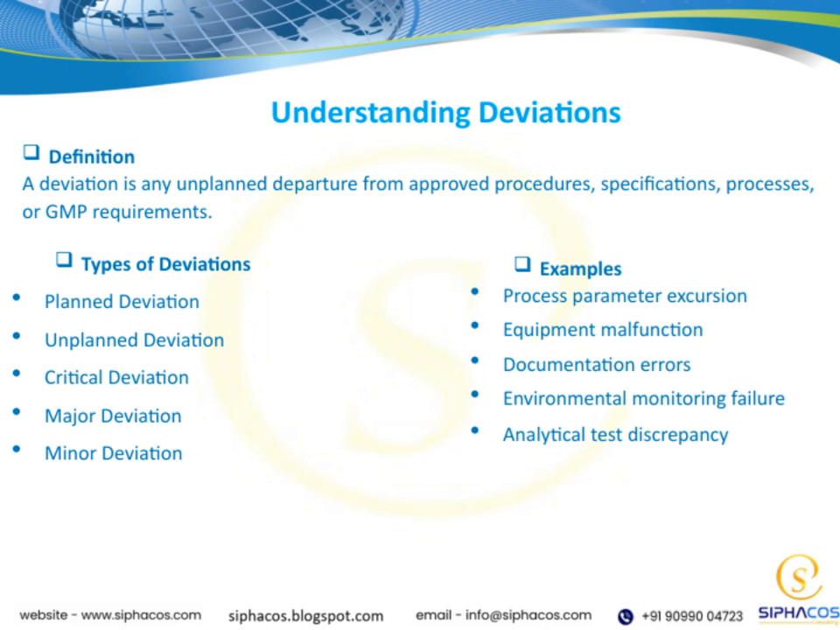By understanding the types of deviations, we can better assess their impact, respond appropriately, and ensure our processes are continually improved. This, in turn, helps us stay compliant and deliver safe, effective products.